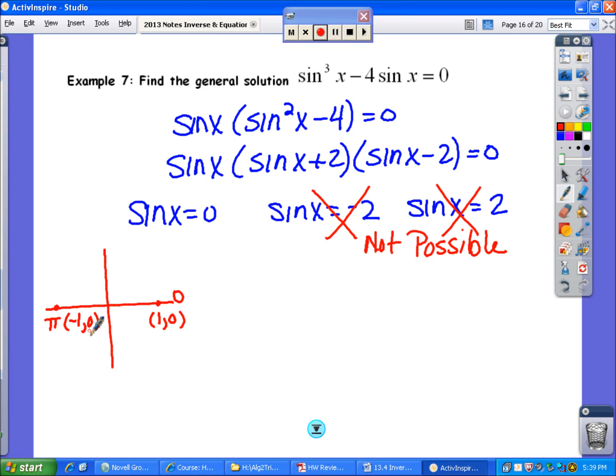All right, I want a general solution. So how far away are these two angles? Pi. So that means we're going to add a multiple of pi. So n pi is going to be added to our answer. Take the lower angle, which is 0, and add n pi. So simplify that. So my answer is n pi.